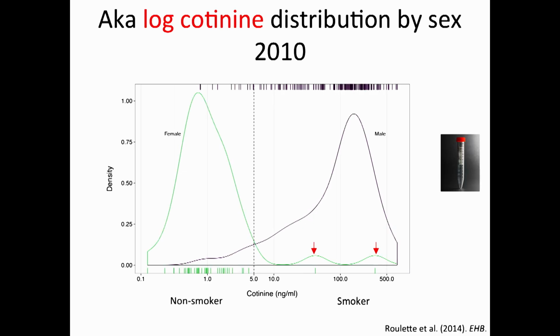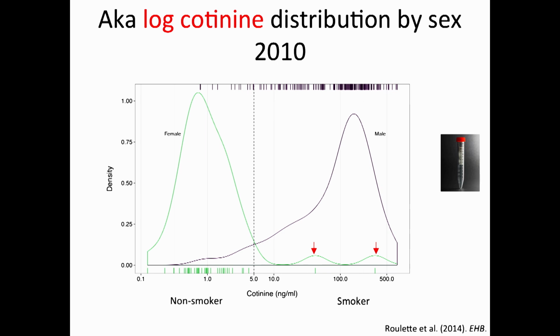This is the cotinine distribution. If you have 5 nanograms a milliliter of cotinine in your saliva, that basically indicates that you are a recent smoker. That's a cutoff. Anything above 5 nanograms a milliliter, you were recently smoking. Anything below it, you are either a non-smoker or smoked long enough ago that we can't detect it.